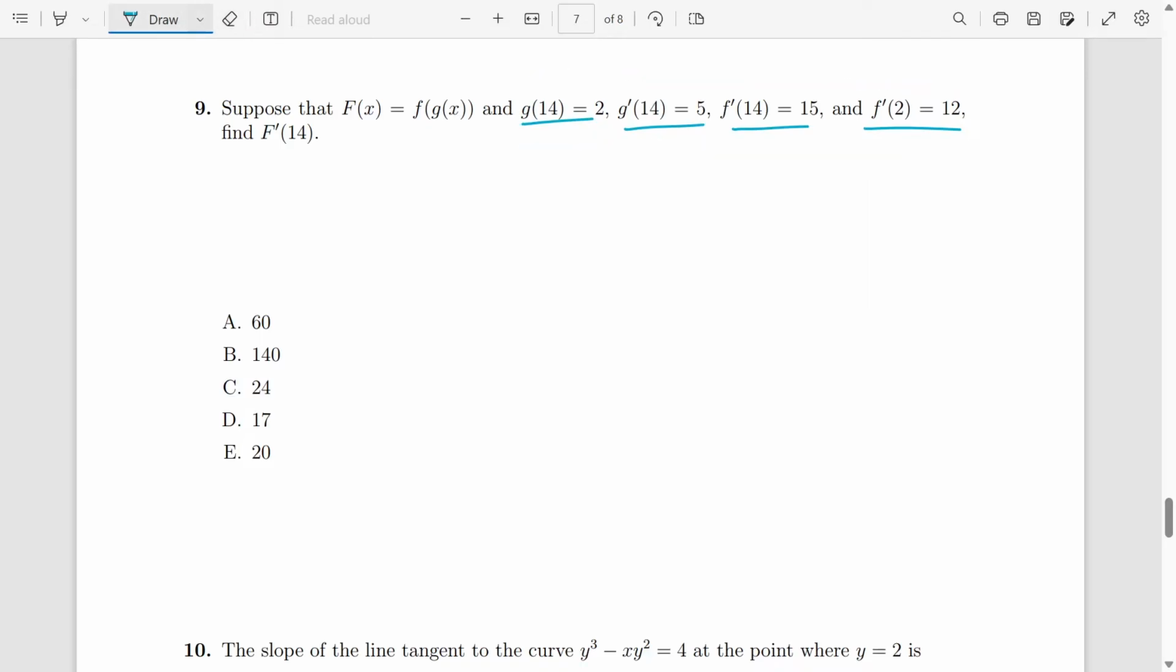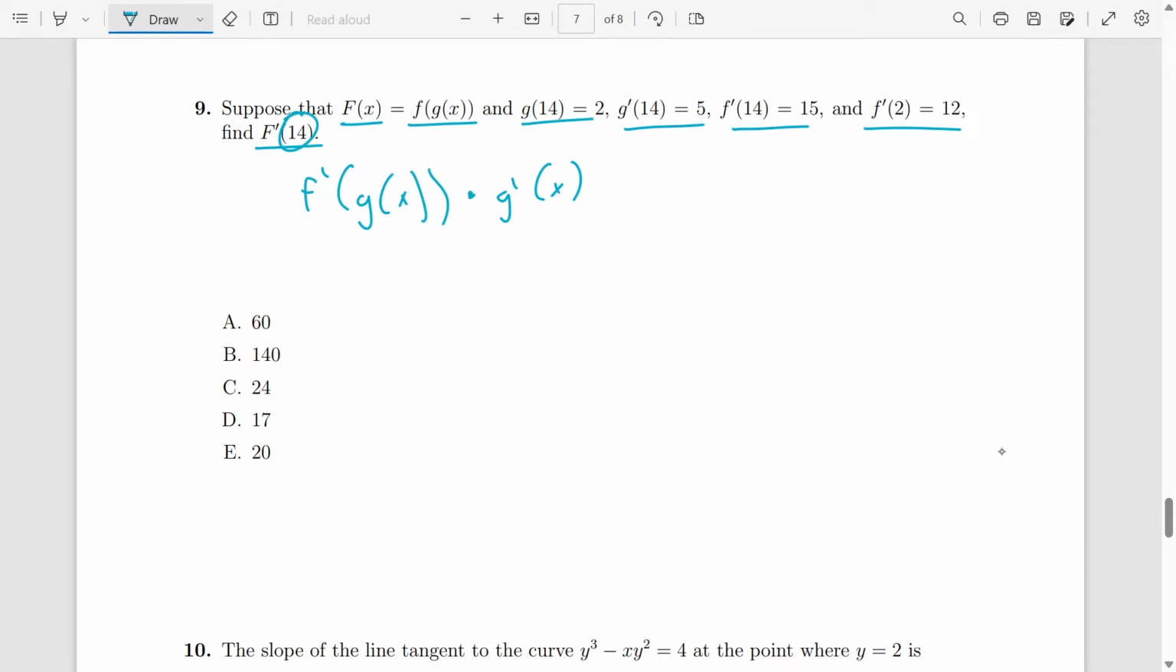So let's see what it's asking. We want big F prime of 14. So we need to take the derivative of f of g of x. So we can chain rule that. So this is now f prime of g of x times the derivative of the inside, so g prime of x. That's our derivative. Now we can plug in 14 for x for each of these.